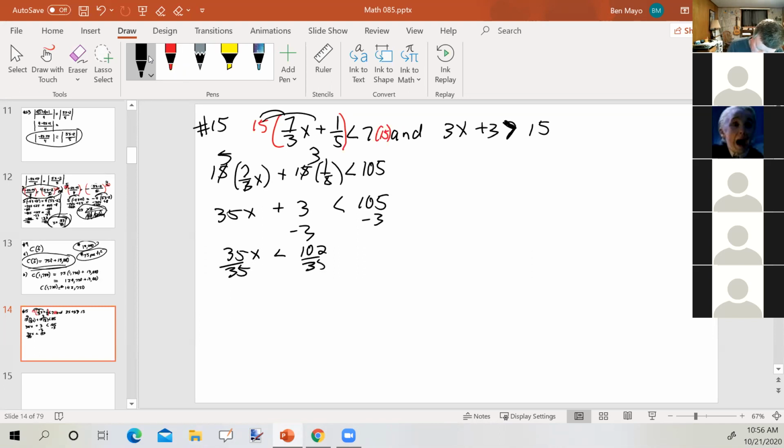Divide both sides by 35, x less than, let's see, 35, 5 goes in and 7 goes in. 5 does not go into 102 evenly. 7, I don't think 7 goes in evenly either. So basically, we're just going to leave it as 102 over 35 so far. Okay? Any questions on that part?